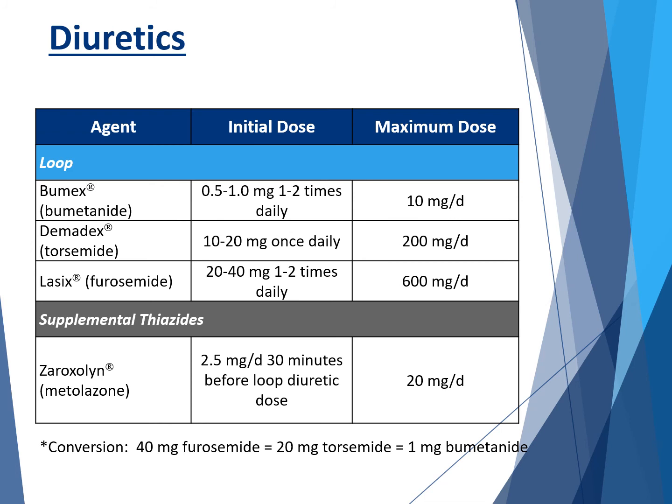So like I said, we'll be using loop diuretics in our patients with heart failure. The 3 loop diuretics are bumetanide, torsemide, and furosemide. And furosemide will by far be the diuretic that you see used most often, and that's primarily due to cost.